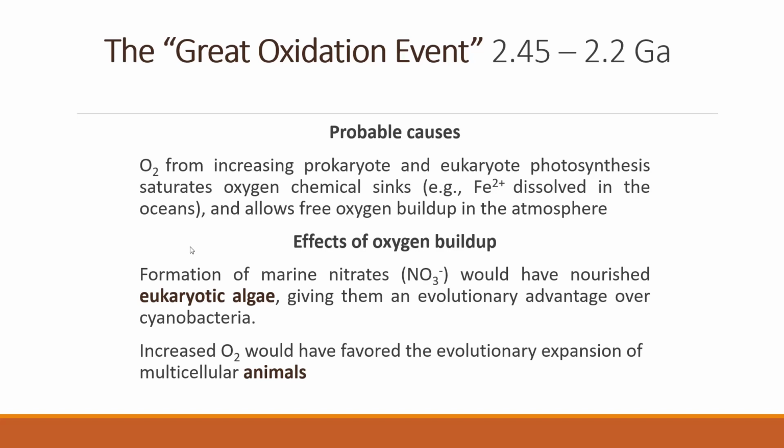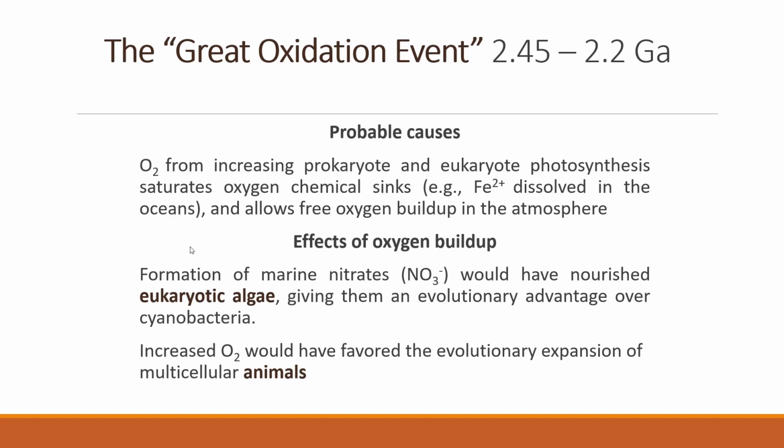The effects of this buildup is that we are now going to have a formation of marine nitrates. These would have nourished some of this algae, which would give them an evolutionary advantage over cyanobacteria. So cyanobacteria had been the predominant plant life. Now, because they overproduced oxygen, because this oxygen is coming from the cyanobacteria, right?